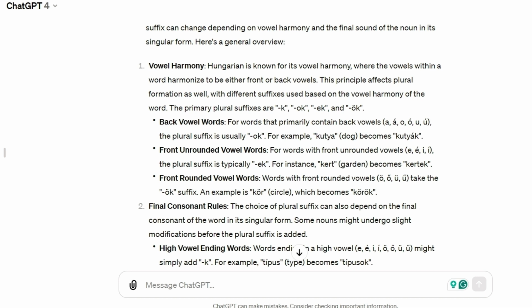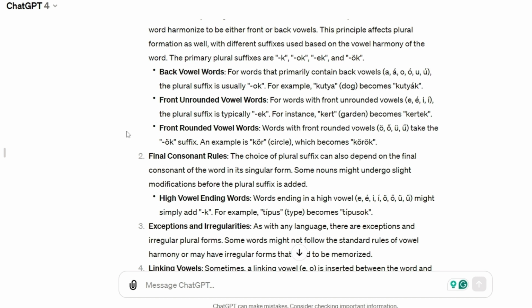Okay. So let's see what it says. Back vowel words. For words that primarily contain back vowels, the plural suffix is usually ok. For example, attention, kutya becomes kutyák. So it's not ok. Very interesting. So where did the suffix ok go? Okay, but we can see that also ChatGPT makes mistakes. But let's move on and let's explore how ChatGPT handles a request for a simple dialogue, okay?